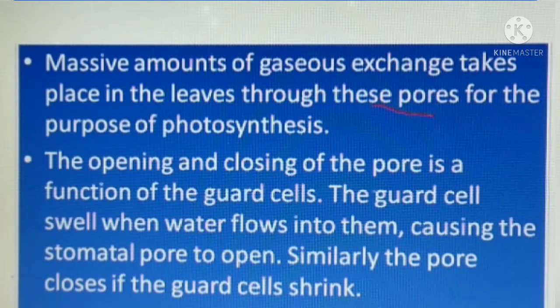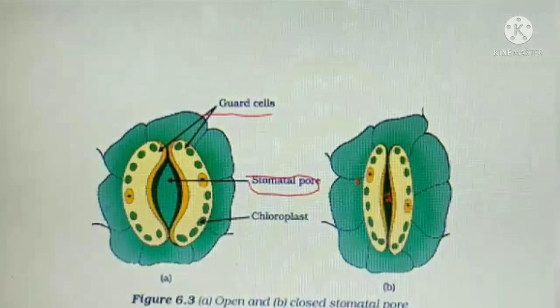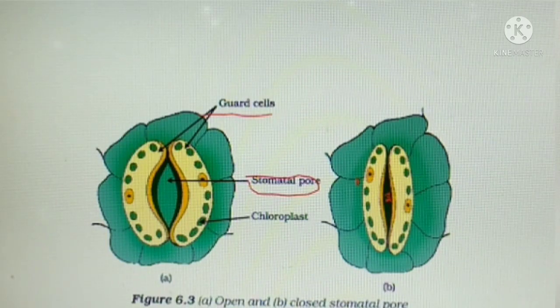The opening and closing of the pore is the function of the guard cell. So the guard cell is doing the opening and closing of the stomatal pore. The guard cells swell when water flows into them, causing the stomatal pore to open. So if the water enters inside the guard cell, what will happen to the guard cell? The guard cell will swell. So if the guard cell is swollen, that means the stomatal pore is open.